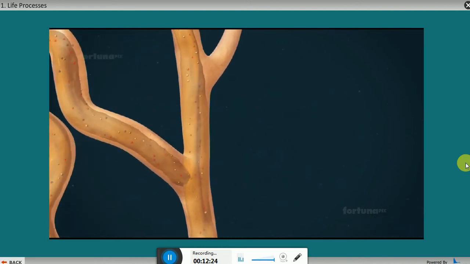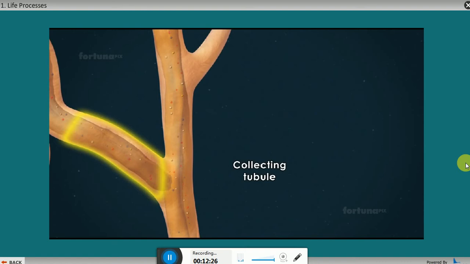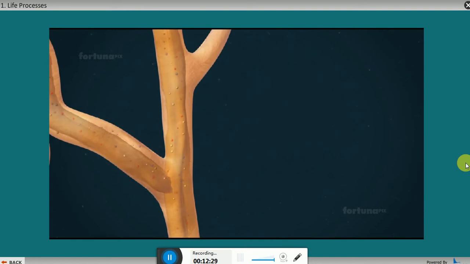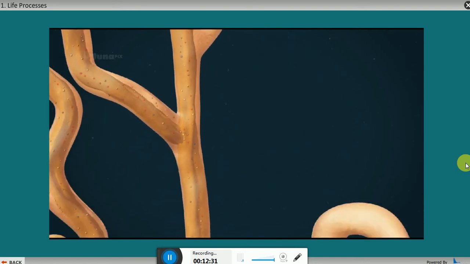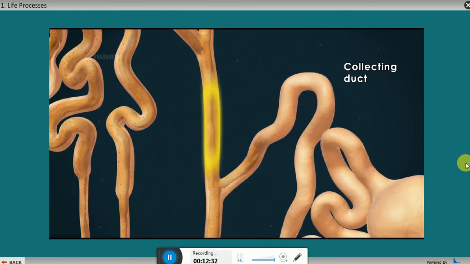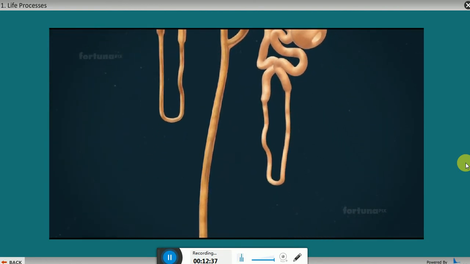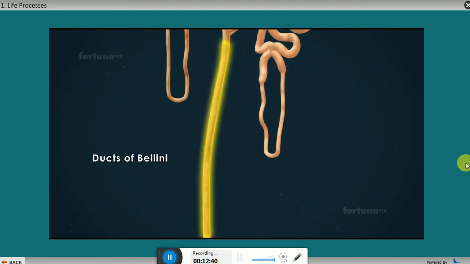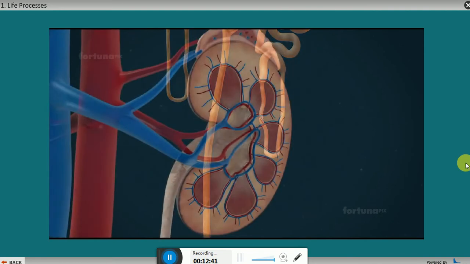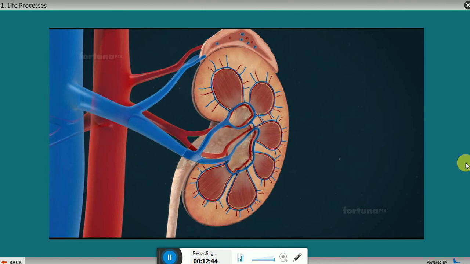At the end of this tubule, a short collecting tubule is present. Several collecting tubules open into a common collecting duct, and several collecting ducts will join to form the ducts of Bellini, which then open into the renal pelvis.